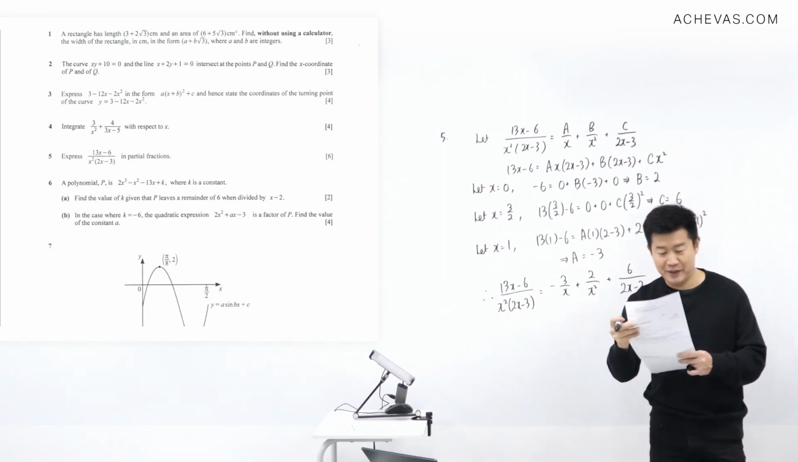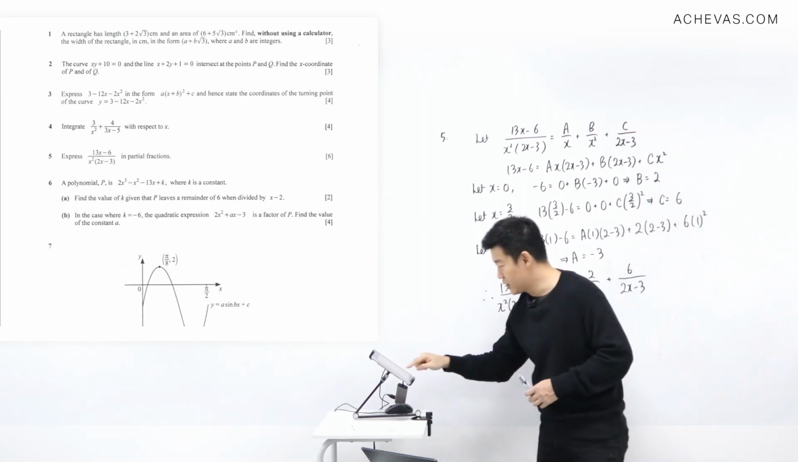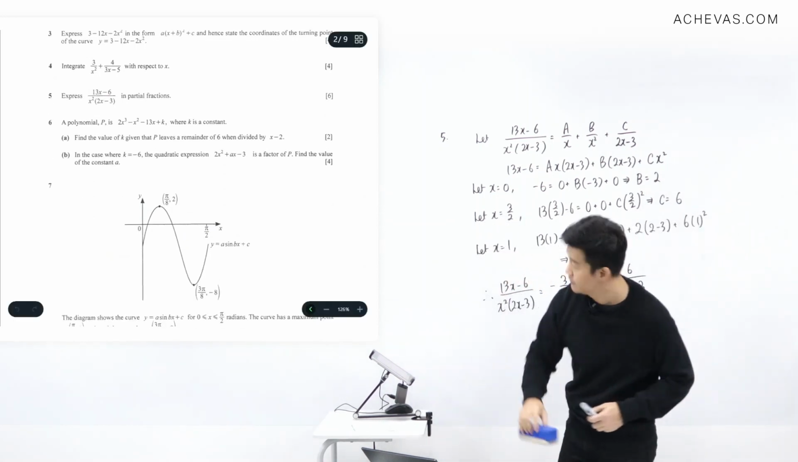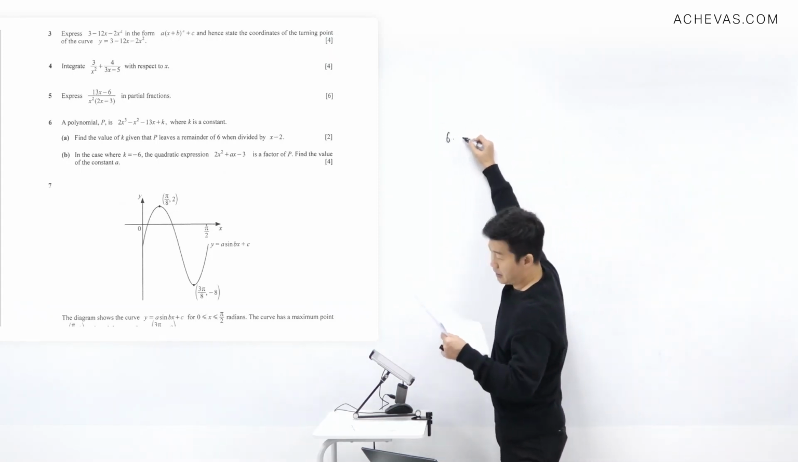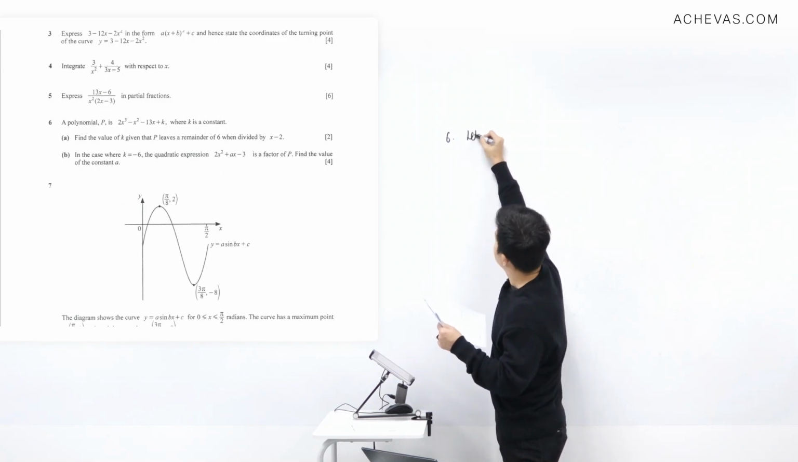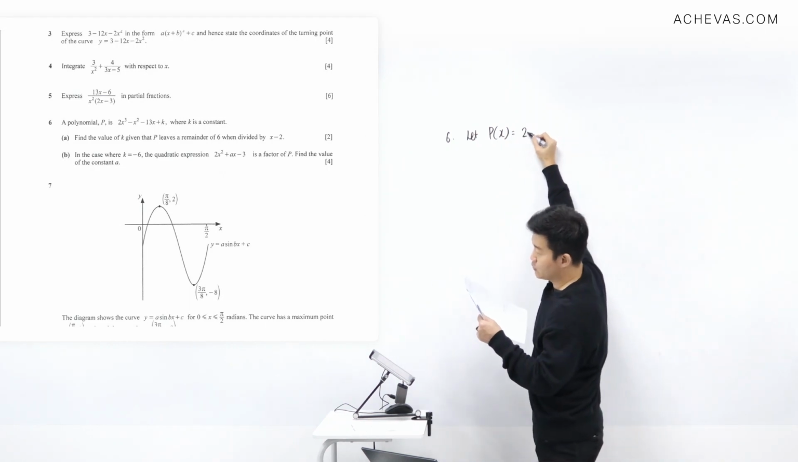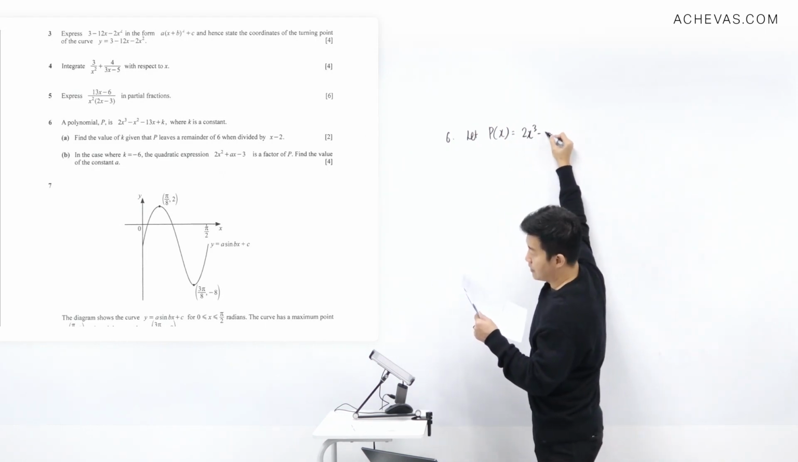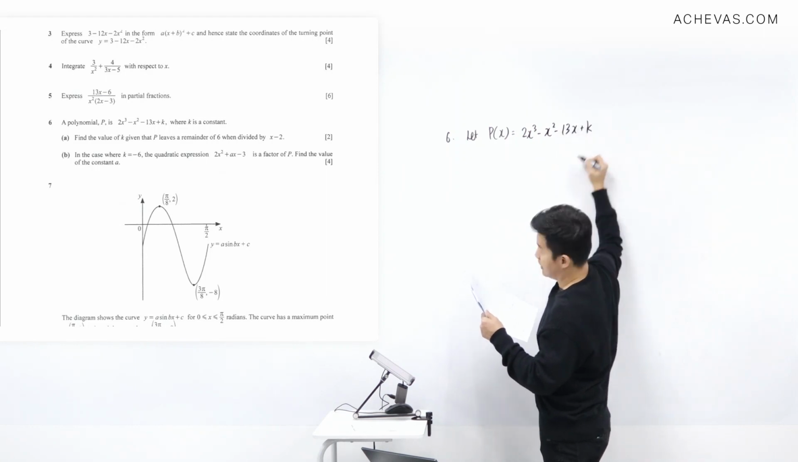Okay, let's move on. Let's take a look at question number 6. It is a polynomial question, and we have this polynomial p that is given to us. I'm going to let this polynomial be P(x). So P(x) is equal to 2x to the power of 3 minus x squared minus 13x plus k.